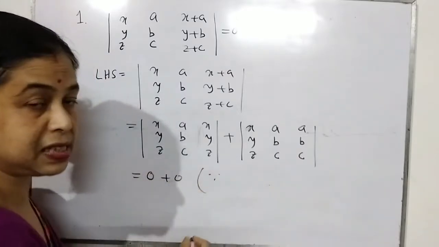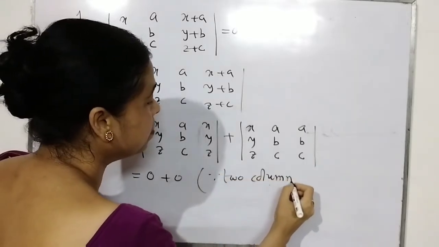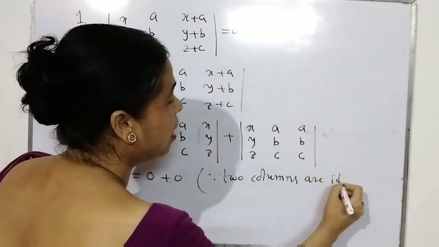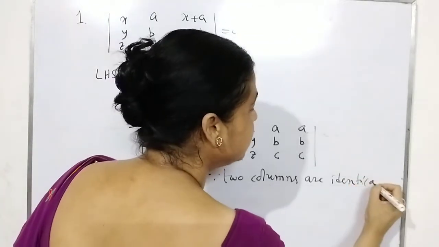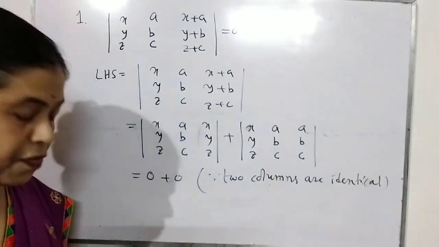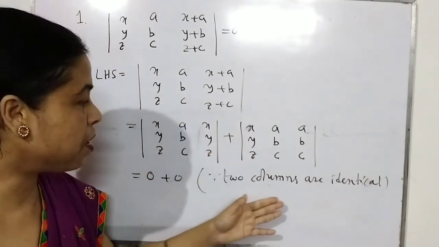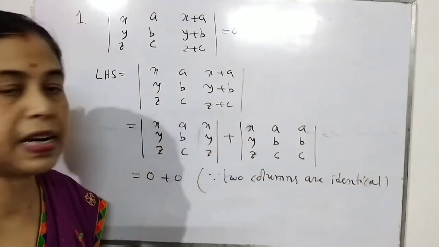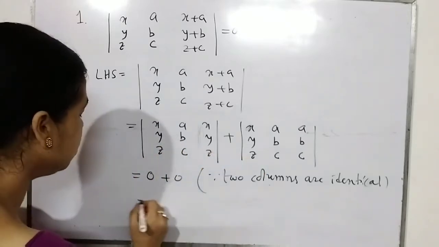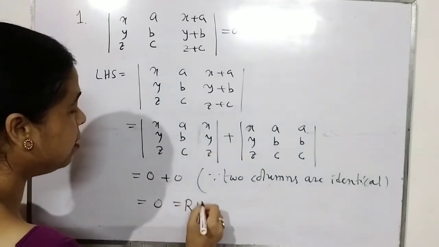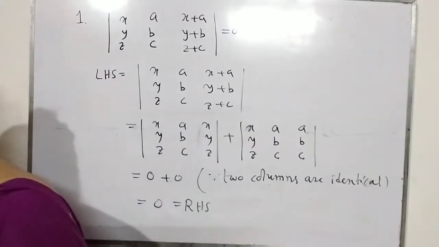What is the reason? Since two columns are identical. It is different columns that are identical in two different determinants, so I am not naming the columns. I have simply written two columns are identical. Here two columns, here two columns. So you got it: your left and right hand side is proved. This is the solution of the first question.